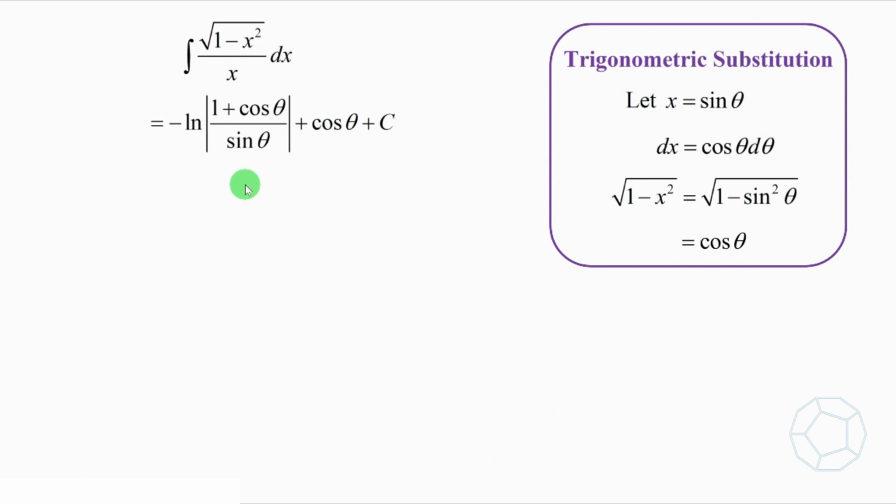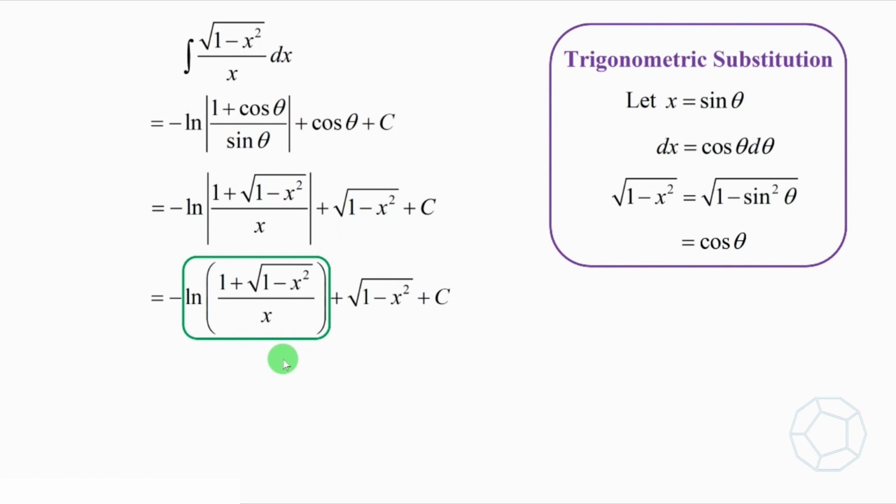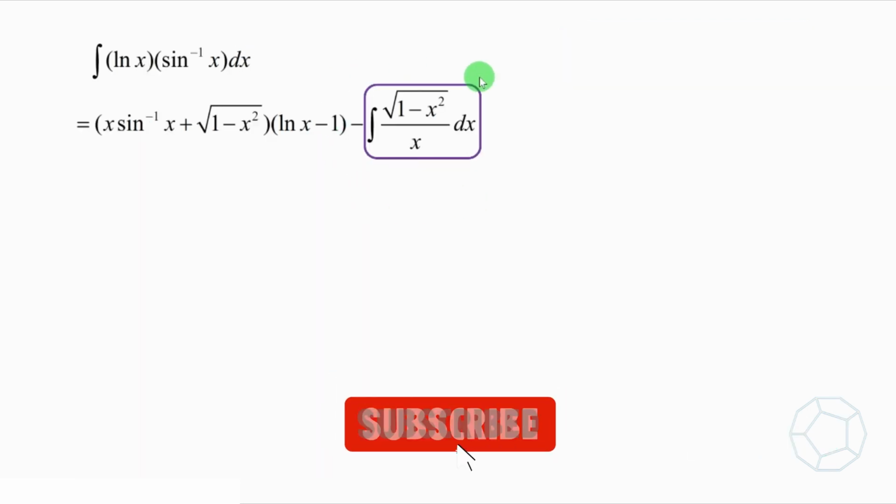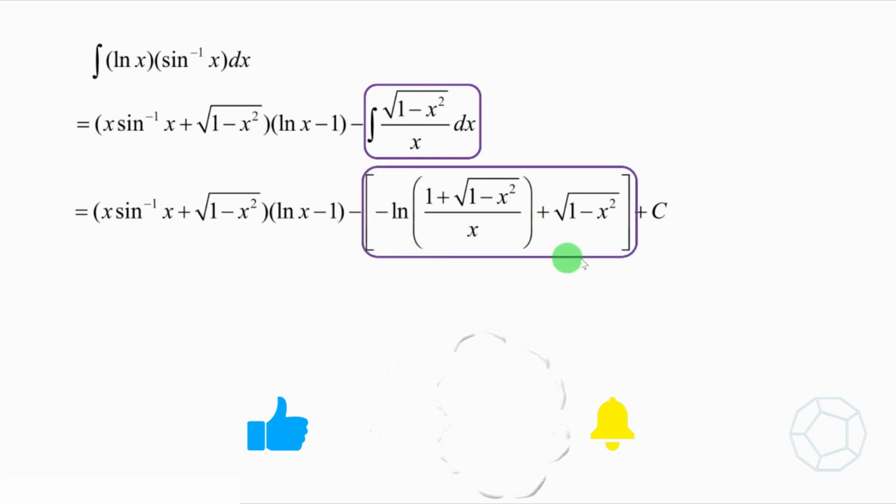Now we have to change the variable from theta to x. We have cosine theta is equal to the square root of 1 minus x squared, and sine theta is equal to x from the substitutions. Put them into the step like this. Also, we do not have to use the absolute sign. Why? Because x is between 0 and 1. So the square root of 1 minus x squared is larger than or equal to 0. That means the numerator 1 plus the square root of 1 minus x squared is larger than 0. We can go back to the original integral. Put the result inside like this.